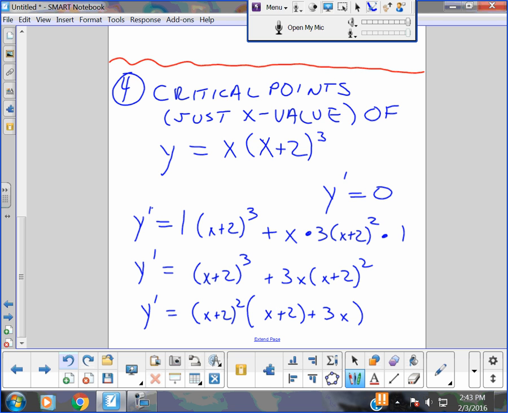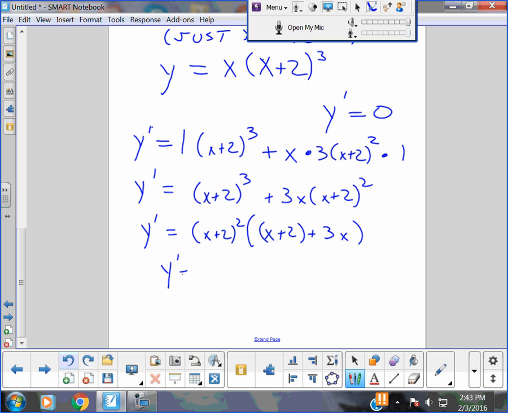Well, that I can simplify, so I get y prime equals x plus 2 squared times, I think, 4x plus 2. I think my zeros then, I have a repeat here, a multiplicity, right? I think y prime equals 0 at negative 2, and it looks to me like negative 1/2. And I just found the x value critical points.